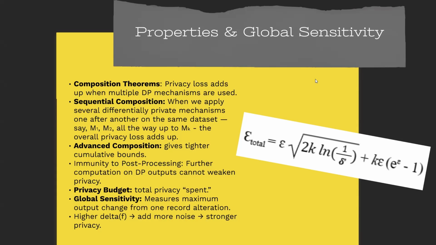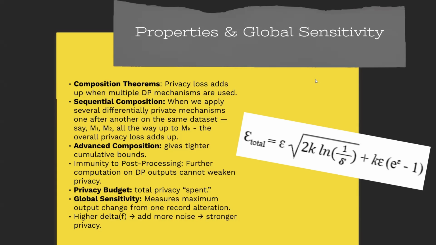And the second one is advanced composition. Sequential composition can be overly conservative in estimating total privacy loss. The advanced composition theorem provides a tighter bound, showing that the accumulated privacy loss grows more slowly, roughly in proportion to the square root of the number of queries rather than linearly.